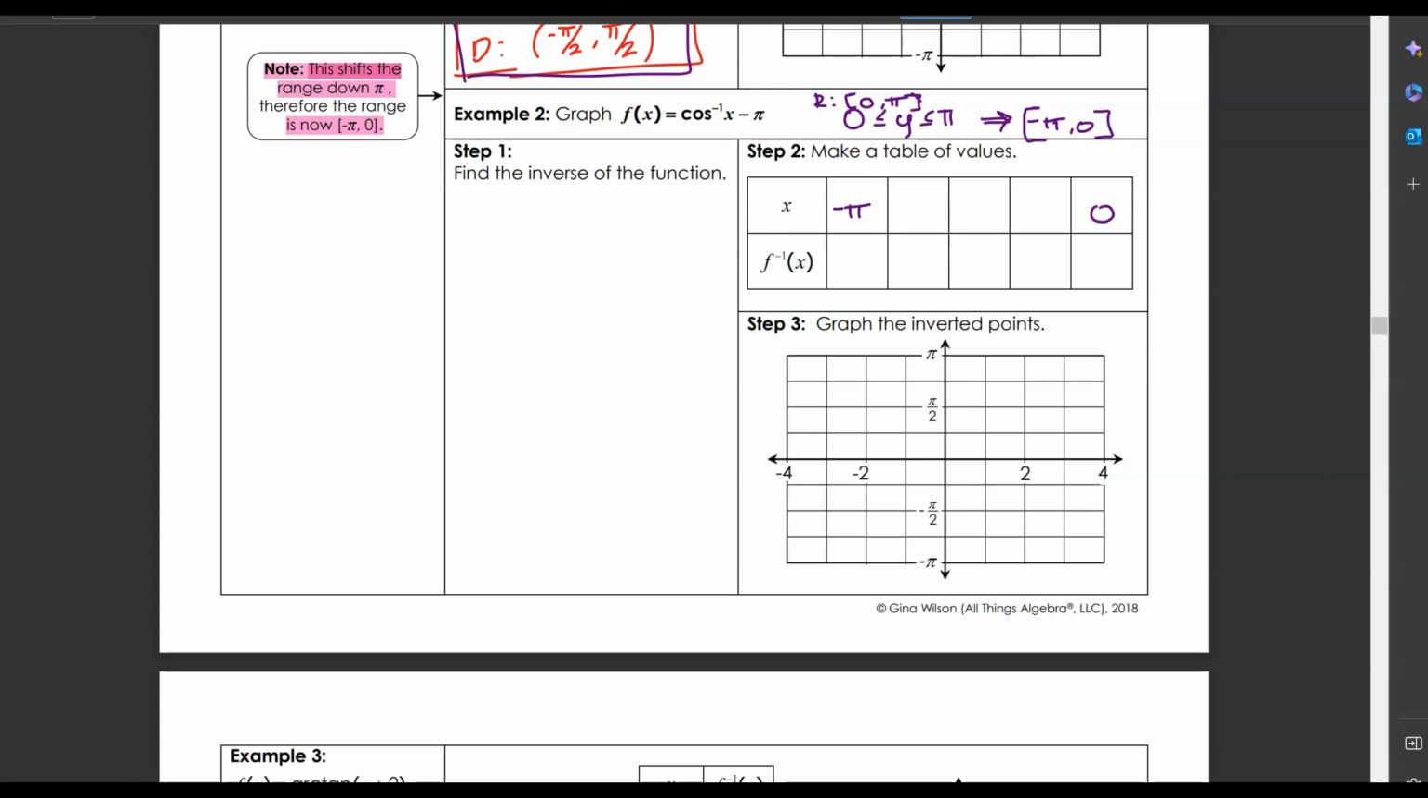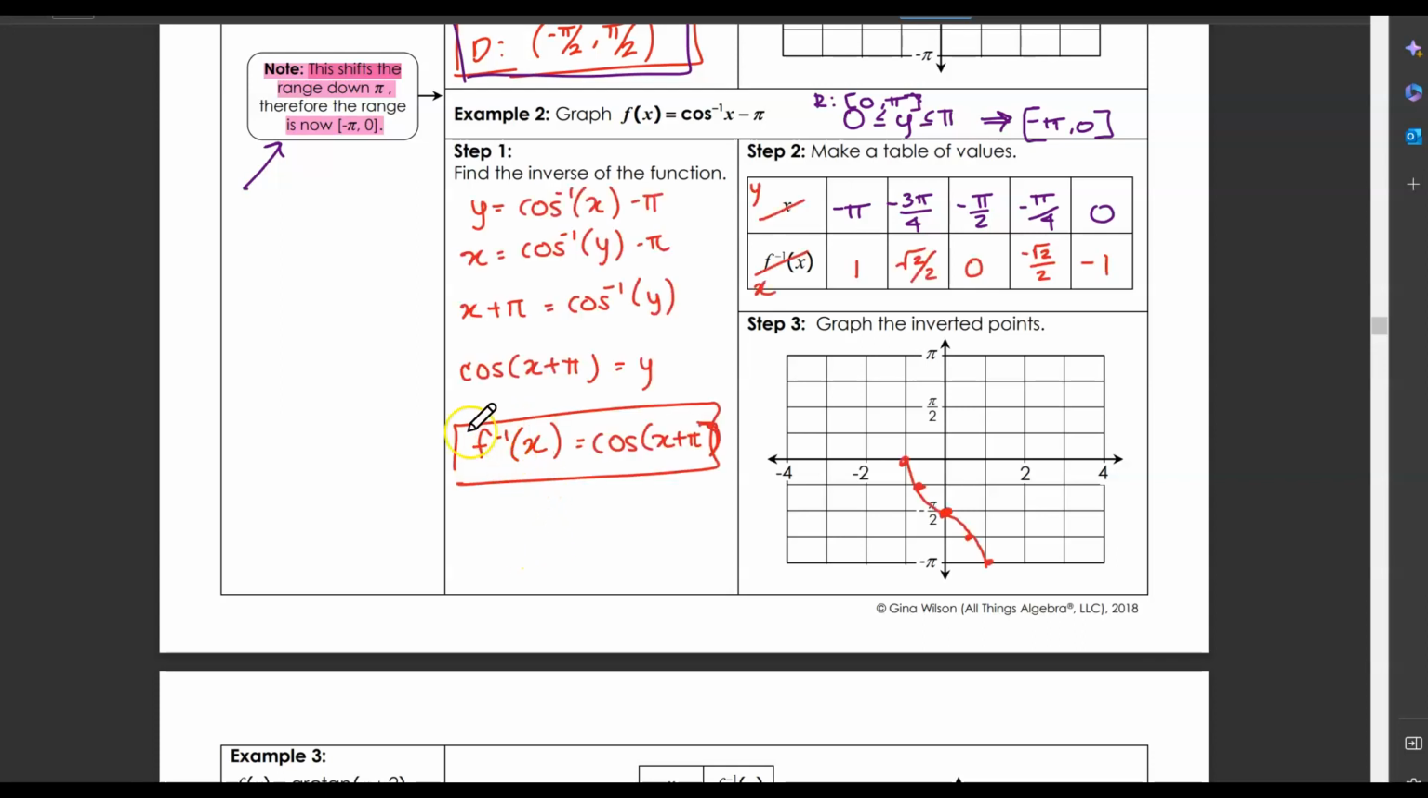Halfway between both of those is going to be negative pi over 2. Halfway between negative pi and negative pi over 2 is going to be negative 3 pi over 4. And then we have negative pi over 4 over here. So I wanted to start us off with some of those values, just keeping in mind that shift and how that's going to be changing our range. Go ahead and do step 1, step 2, and step 3 for this function.